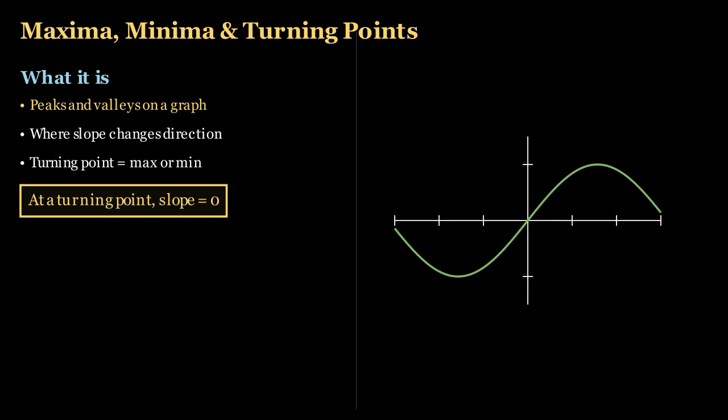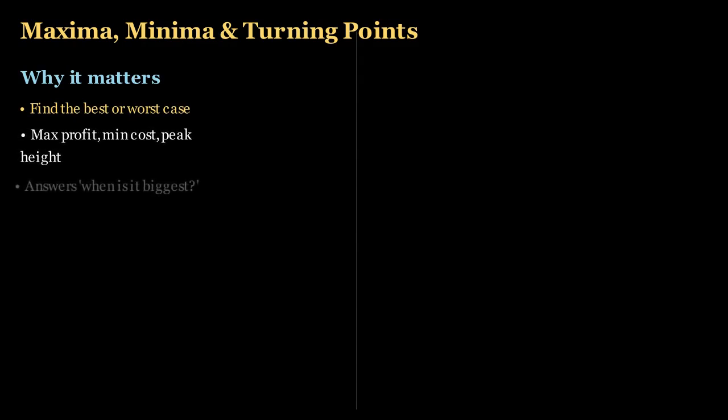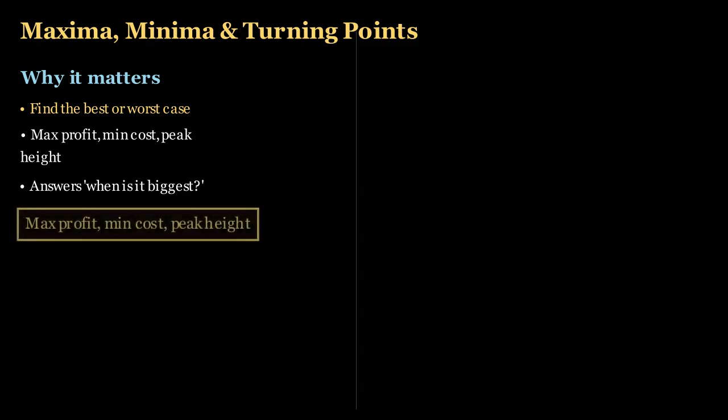Why do we care about these peaks and valleys? Because in real life, we often want to know the best or worst case. A business wants to find the price that gives maximum profit. An engineer designing a bridge needs to know the minimum strength required so it doesn't break. A farmer might want to find the maximum area they can fence with a fixed amount of wire. All these questions, when is it biggest, or when is it smallest, are answered by finding the turning points on a graph. They show us the extreme values a situation can reach.